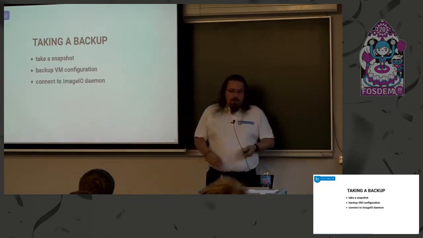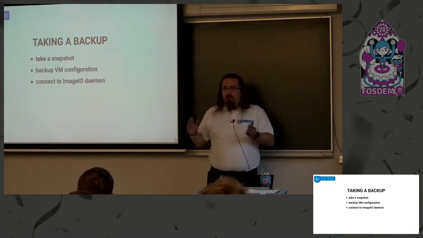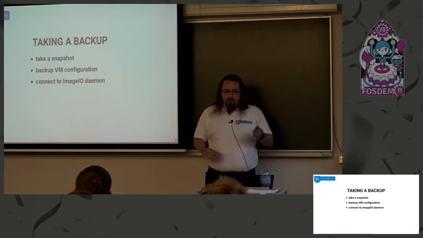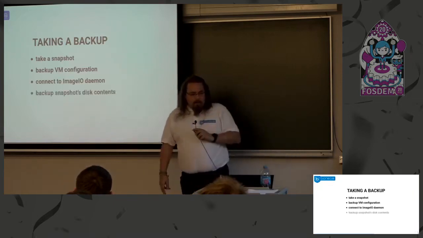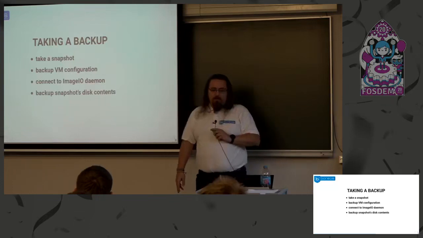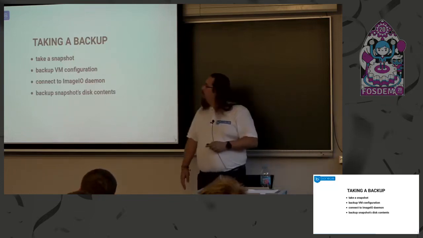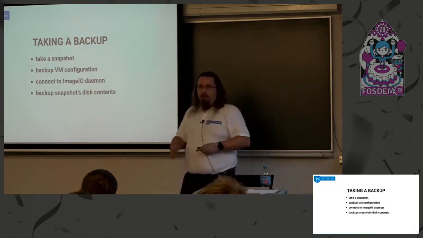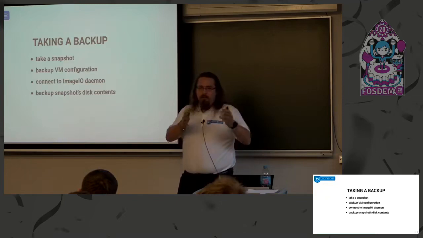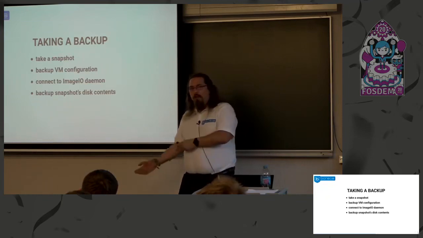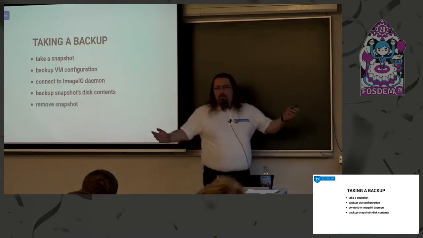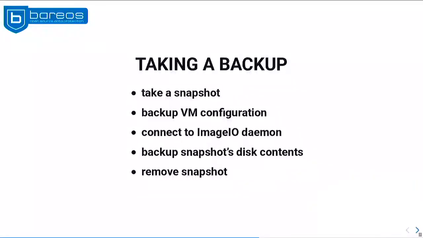We'll connect to the image I/O daemon, which is a specific thing to oVirt to interact with all kinds of images. And we'll back up the snapshot's disk contents. You can optionally exclude disks from the snapshots. So if you just want, for example, to snapshot the system disk, but not some data disk, you can exclude the data disk. It won't be in the snapshot, it won't be in the backup, and it won't be restored when you restore. Finally, you remove the snapshot because you don't want a lot of snapshots.